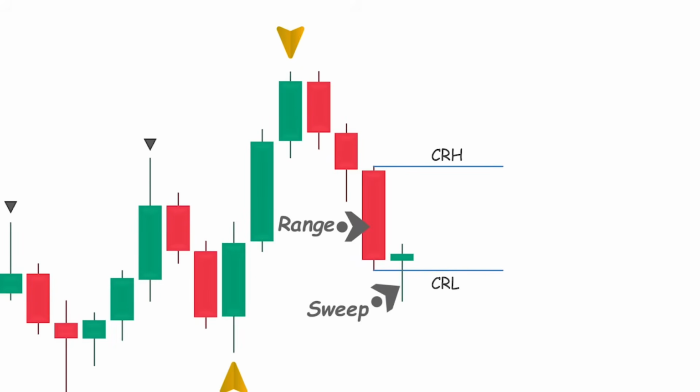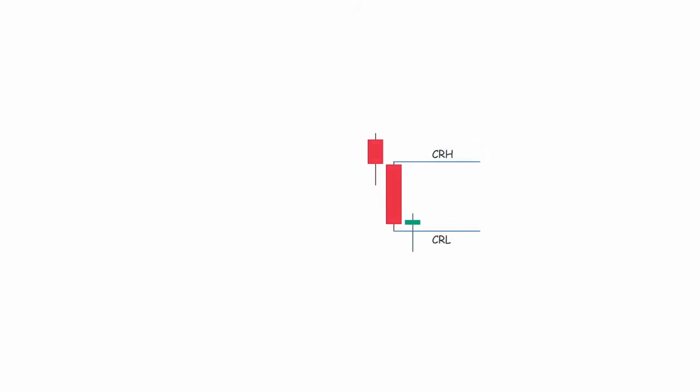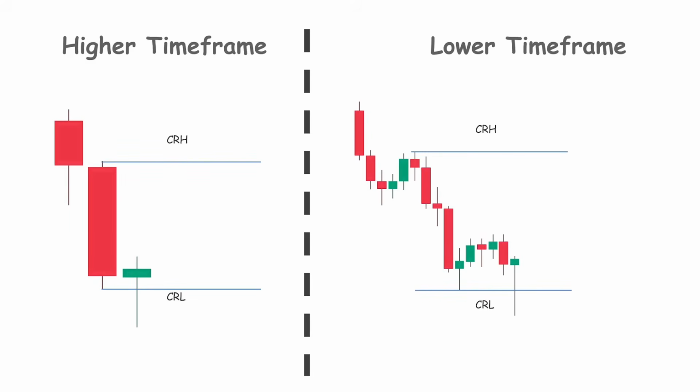Now the question is, where do we enter? One simple way is to open a buy position right after the sweep candle closes. But there's a better and more optimized way. We can zoom into a lower time frame to find a more accurate entry. For example, if we are on the 1-hour chart, we can go down to the 5-minute or 15-minute chart. On the lower time frame, we can see more details.